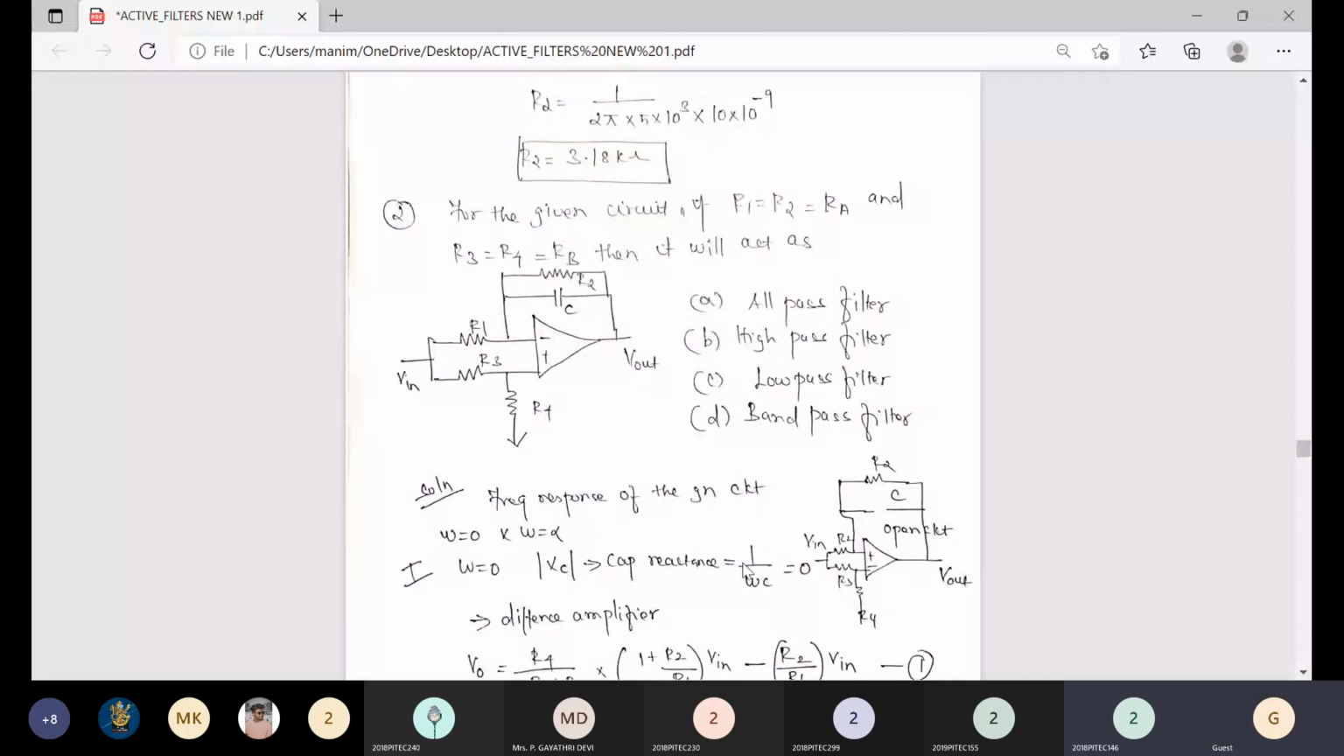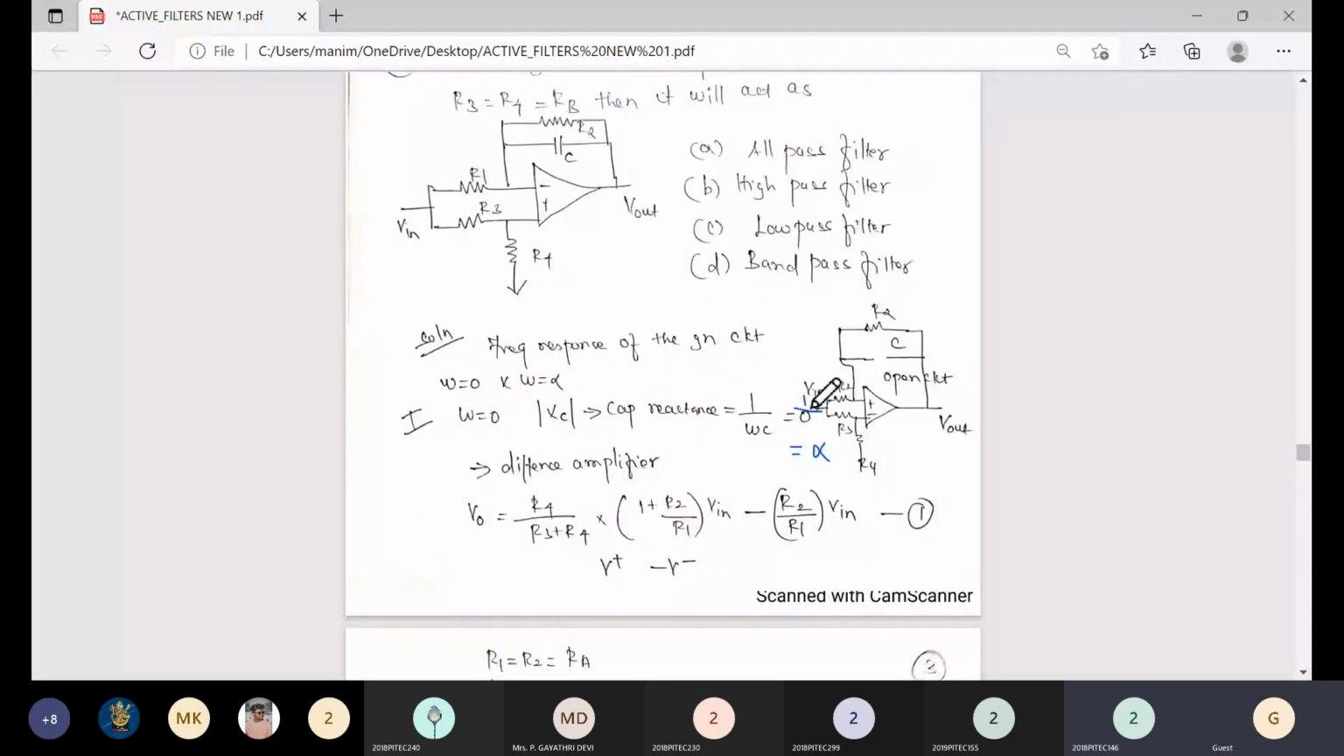You know how to derive the output voltage. Here the input voltage is given to the inverting and non-inverting terminals, the same Vn. So this acts as a difference amplifier. To find V0 we use the superposition principle, with one voltage source acting at a time.